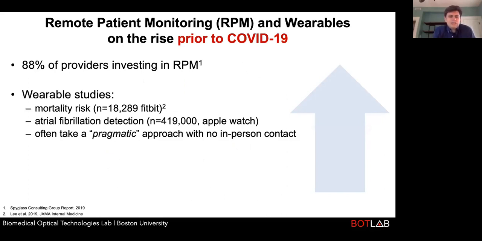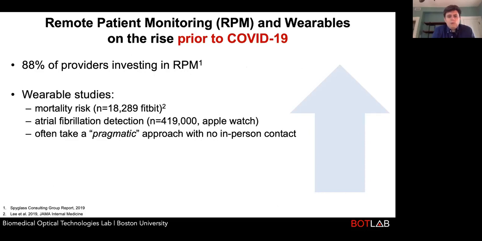We've seen the rise of these huge wearable studies. Fitbit measured 18,000 participants in a study looking at mortality risk. And then there's the Apple Watch study of over 400,000 Apple Watch wearers looking at atrial fibrillation. These studies really are quite different from a lot of other clinical studies. They take a pragmatic approach where people go about their day as they normally would.